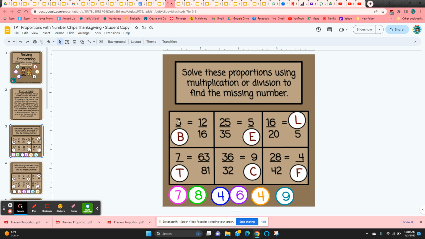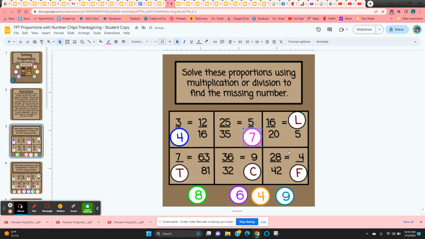So if they look at the first one, what do they multiply times 3 to get 12? They know that they have to multiply times 4, so what number would they multiply times 4 to get 16? So they come here, they click on the edge of the 4, click and hold, and then they can move this into place. So these first two slides, there's 12 problems. They're all scaling up and scaling down.